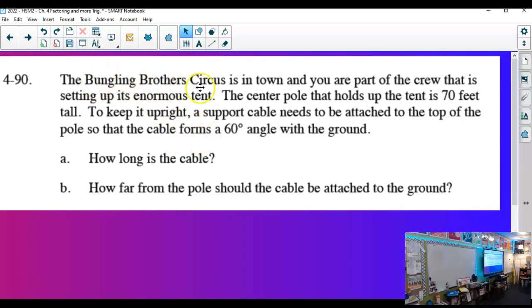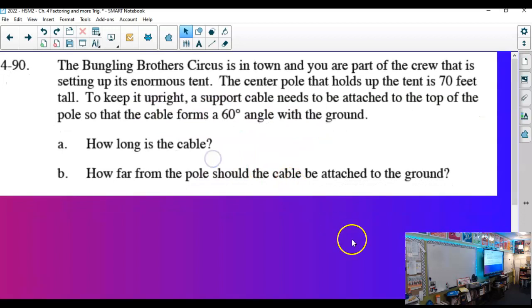All right, so the Bungling Brothers Circus is in town, and you are part of the crew that is setting up the enormous tent. The center pole that holds up the tent is 70 feet tall. To keep it upright, support cables, normally called guy wires, need to be attached to the top of the pole so that the cable forms a 60-degree angle to the ground. Now, you might remember one of those things that we know about 60-degree angle triangles.